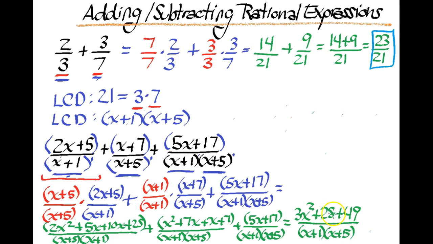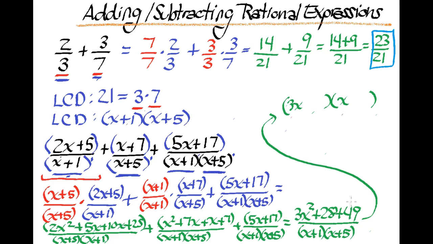Okay, so the last step is to determine whether you can simplify our final expression. I think we can factor this final expression. So if it's going to be factorable, 3 only has one set of factors. So let's try this out. 3x and x. And let's see what we get.